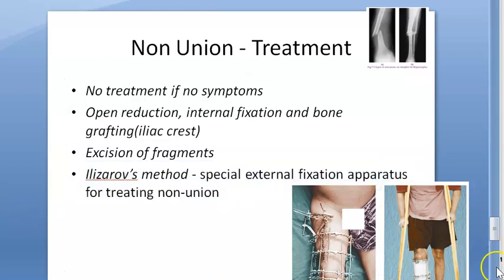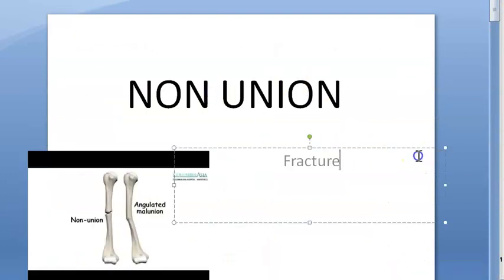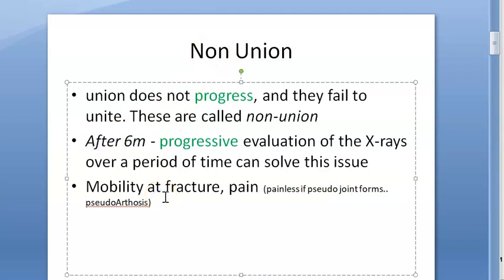Okay, so that's it, guys. We have looked at non-union in this video. Let's take a recap. Non-union, basically we are talking about fracture here, because if the union doesn't progress, if there is failure to unite, then you can say it is non-union. A delayed union and non-union you have to differentiate. So basically non-union you can declare only after 6 months. You have to wait, you have to do progressive evaluation of the x-rays to see whether any progress is happening or not.